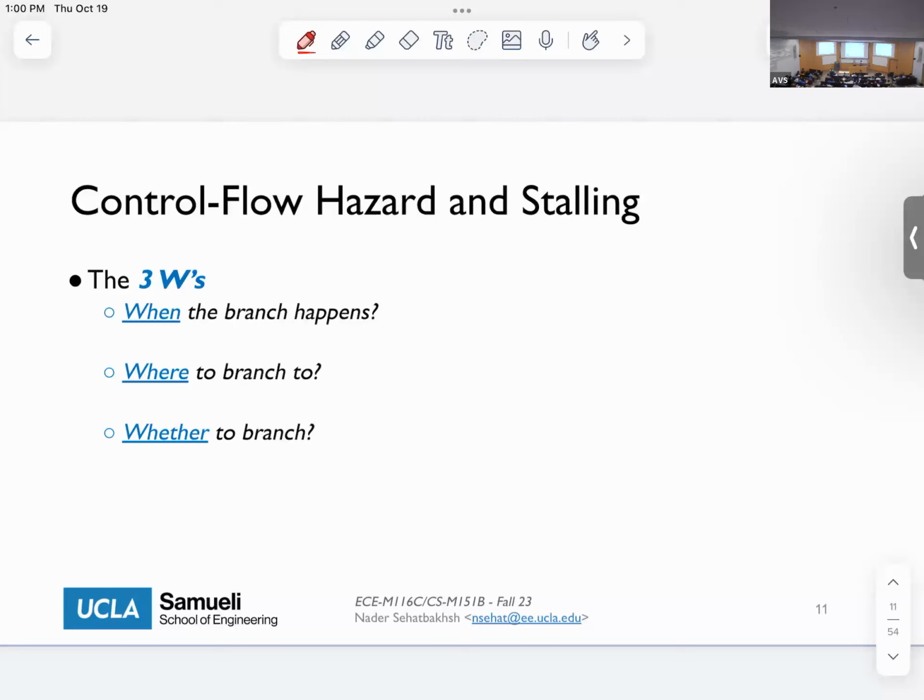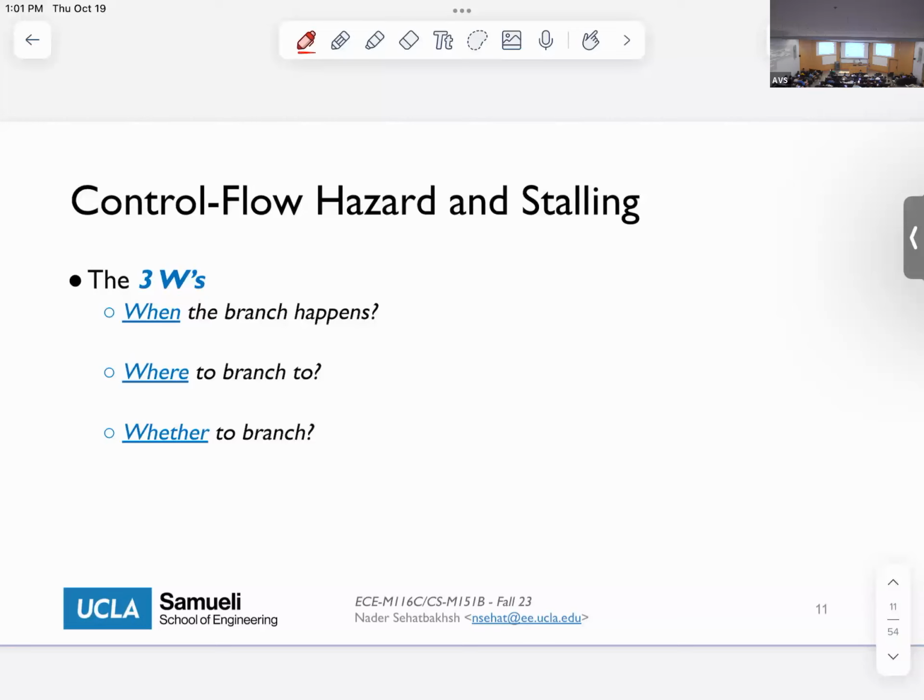In order to find out the why and how, you have to always go back and answer three main questions for a control flow hazard. We call them the 3W questions. Basically, when the branch happens, where do we branch to, and whether to branch or not. When the branch happens means: when do we know that this is a branch instruction? Because different instructions come to the pipeline, and not all of them are branches. So we need to first know when this is a branch.